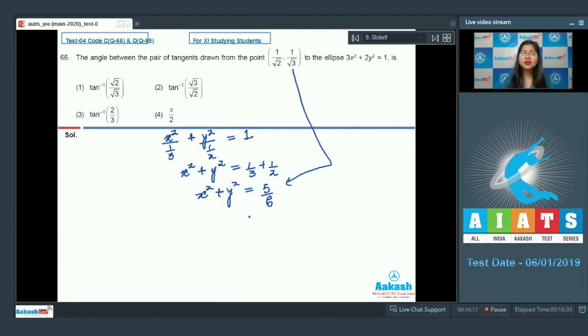Now we know that the angle between the pair of tangents drawn from any point on the director circle to the ellipse is π/2. Hence the correct answer will be option number 4.